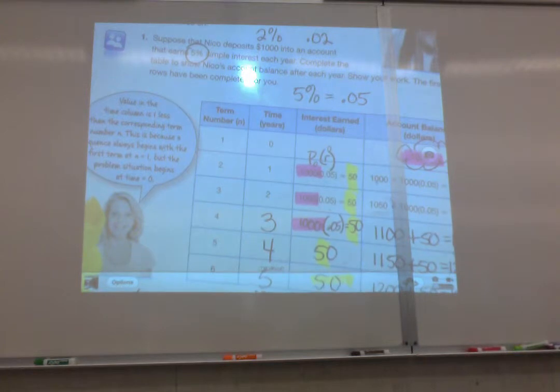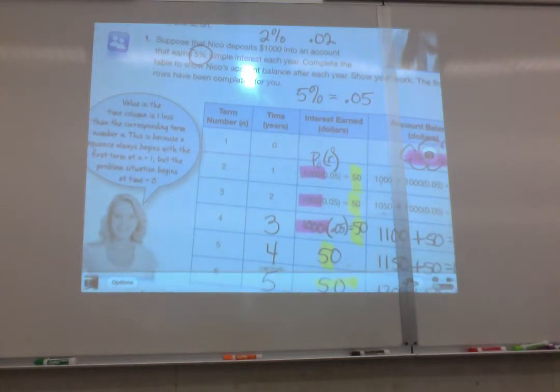How about in year 20? What would they earn in interest? 50. Okay. How about Tony? Year 100, what would they earn? Okay. Hey, rats. Volume. Ruby. Year 1,000,000, what will they earn? $50. Good job. Okay. So, this is simple interest. Every single year, you're earning the same amount.